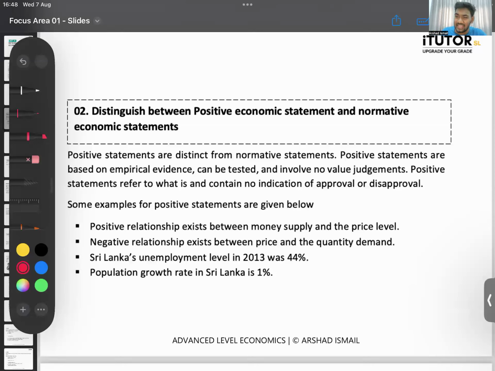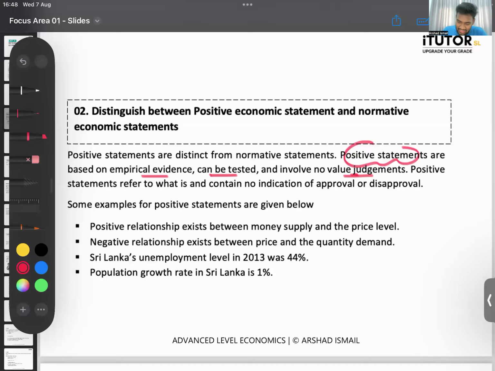Positive statements are about what has happened, what will happen, what is happening. Those are facts. Positive statements are based on empirical evidence. It can be tested and involves no value judgment. Positive statements refer to what is and contain no indication of approval or disapproval. That means there is no debate about it. It's a statement. It can be correct, it can be wrong.